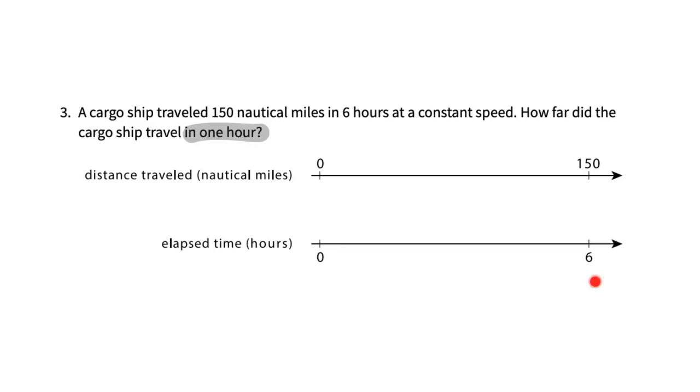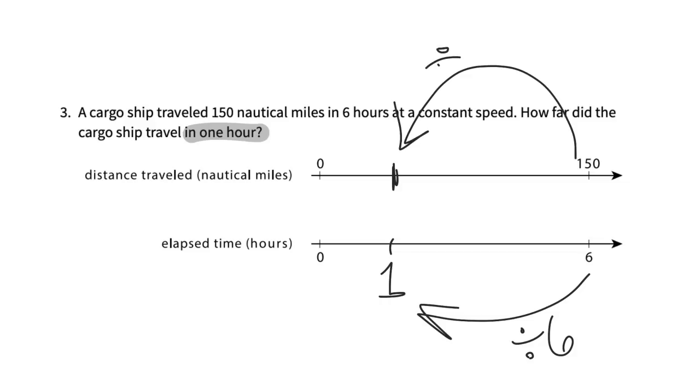So we see our 6 hours here. We want to make a cosmic leap, a big giant leap down to 1 hour. So how do you go from 6 to 1? You divide by 6. So what are we going to do with our 150? We're going to divide by 6. And 150 divided by 6 is, oh my goodness, I'm doing the math here, 25. Woohoo. And so we know that cargo ship can travel 25 nautical miles in 1 hour.